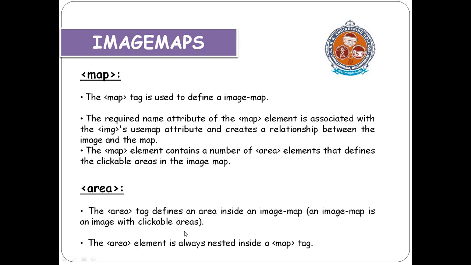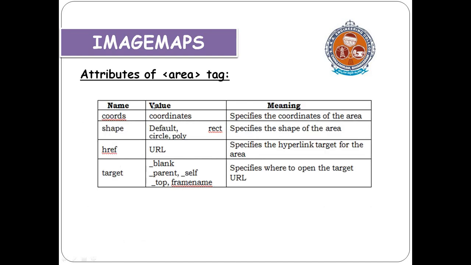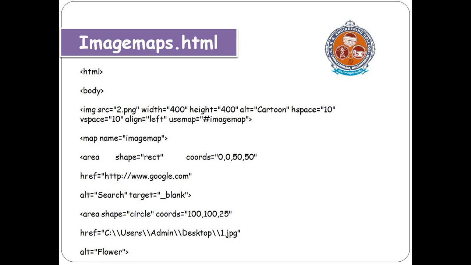Then these are the attributes of area. Coords specifies the coordinates of the area, shape specifies default, rectangular, circle or polygonal. href, that means URL, specifies the hyperlink. Then target, blank or parent, self or frame name, specifies where to open. Okay, this is a sample example for that.